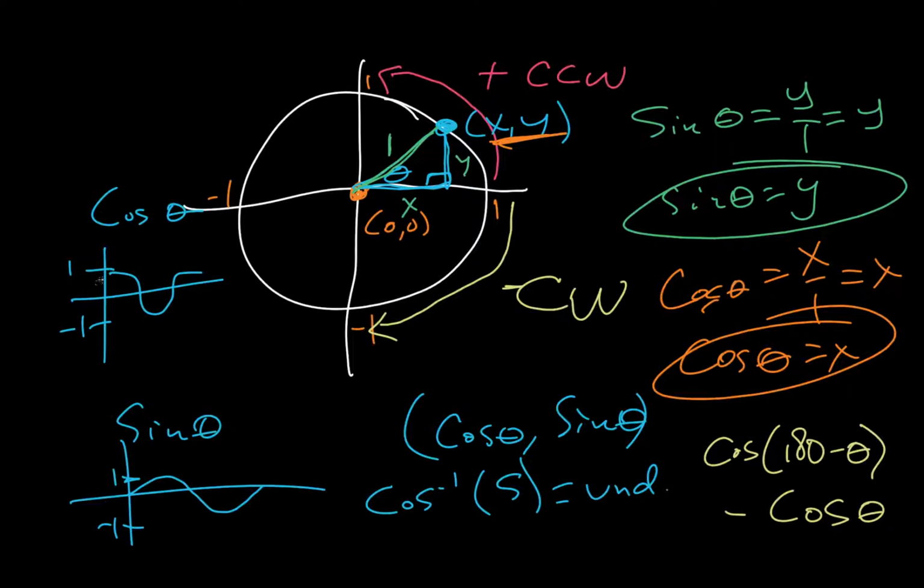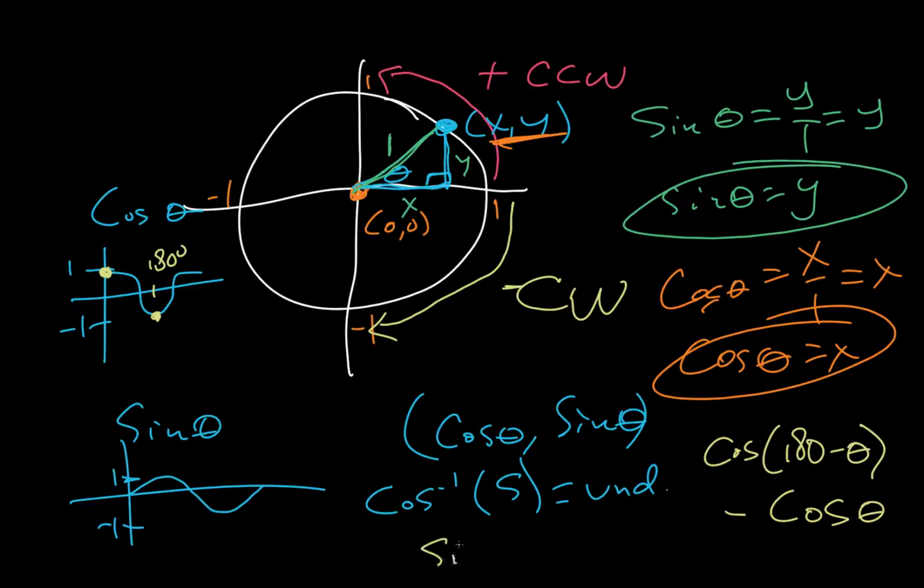And we can see that on the graph. So if we just look at cosine right there, it's all the way at 1. But then if we go 180 degrees, which would be to here, we get the opposite value. So we had 1, we go to negative 1. This isn't only true for those two values, but I think those are the easiest to see.